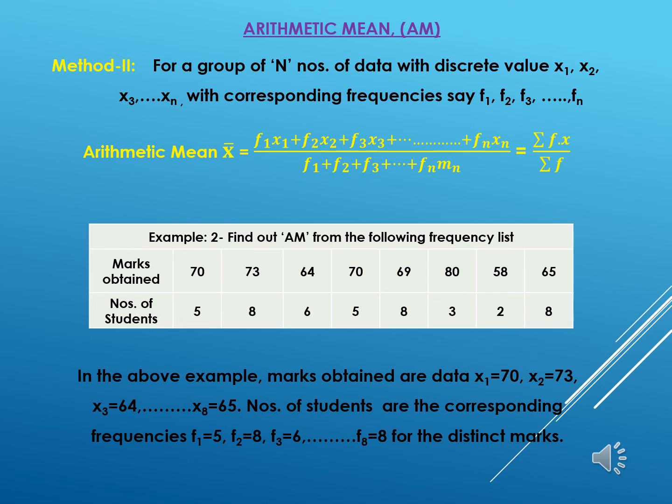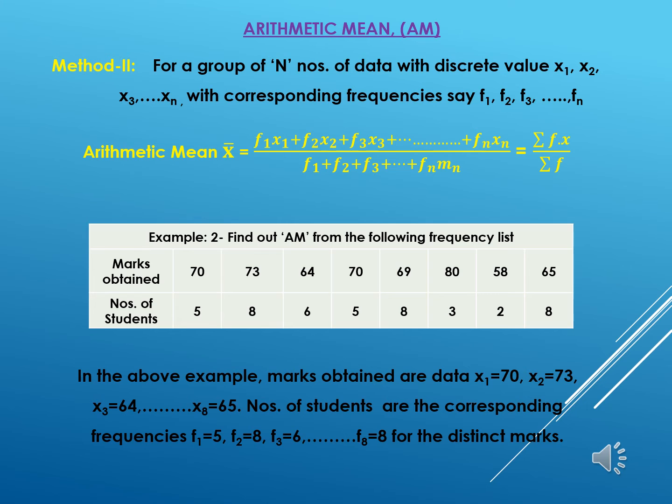Mark 69 is obtained by 8 students. Mark 80 is obtained by 3 students. Mark 58 is obtained by 2 students. And mark 65 is obtained by 8 students. So each mark has a frequency of more than one. Frequency 5 for mark 70, frequency 8 for mark 73, and similarly for the others.